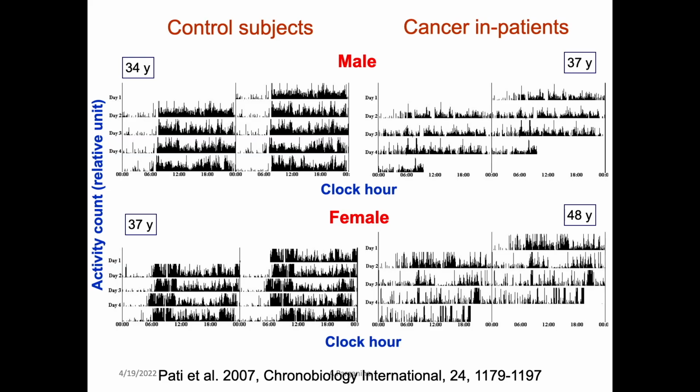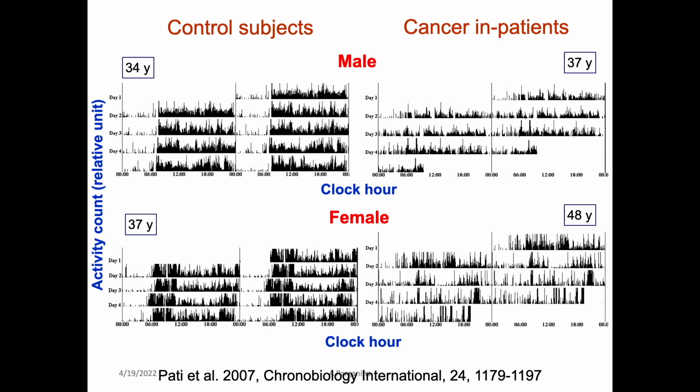So these are some of the examples of the rest activity rhythm disruption in cancer patients that we carried out in our lab. So there is a comparison between the control subject and the cancer patients for the rest activity rhythm in both male and female.